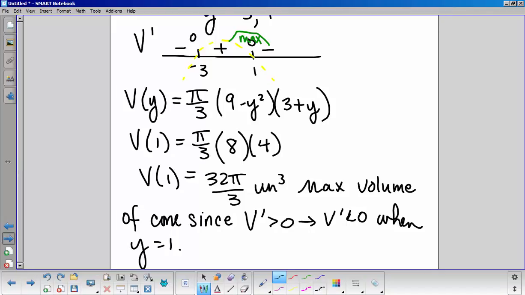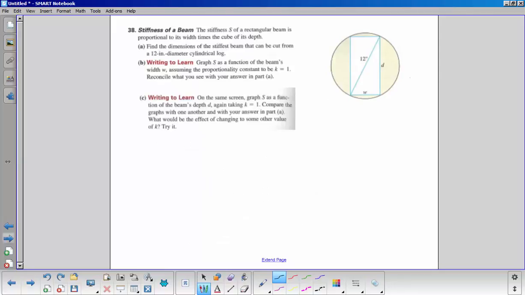Moving right along, 38. Stiffness of a beam. The stiffness of a rectangular beam is proportional to its width times the cube of its depth. So the stiffness of a beam is proportional, this means proportional, to its width times the cube of its depth. Now, proportional means I've got a constant of proportionality there. I'm going to call it K. Find the dimensions of the stiffest beam that can be cut from a 12 diameter cylindrical log.